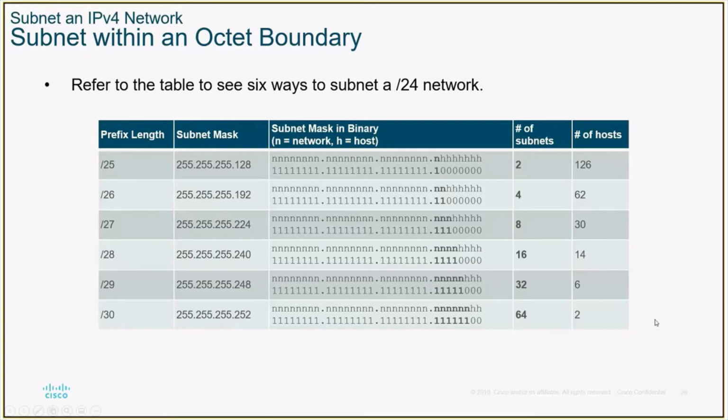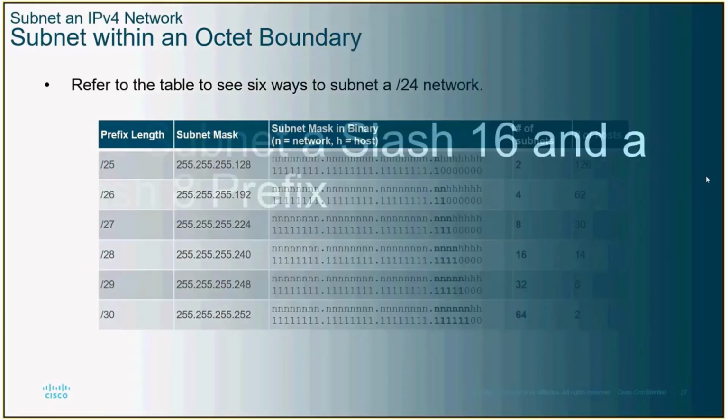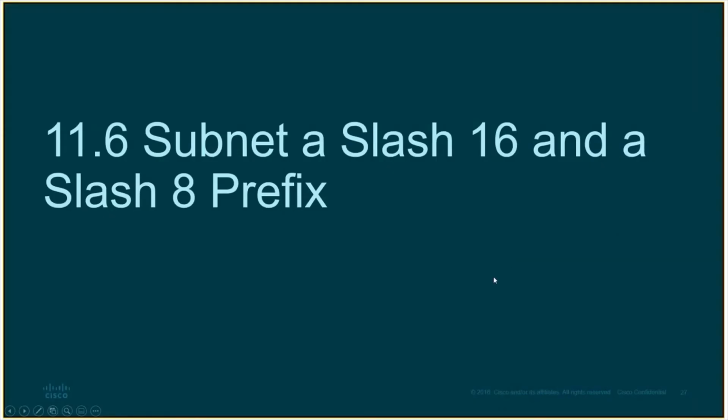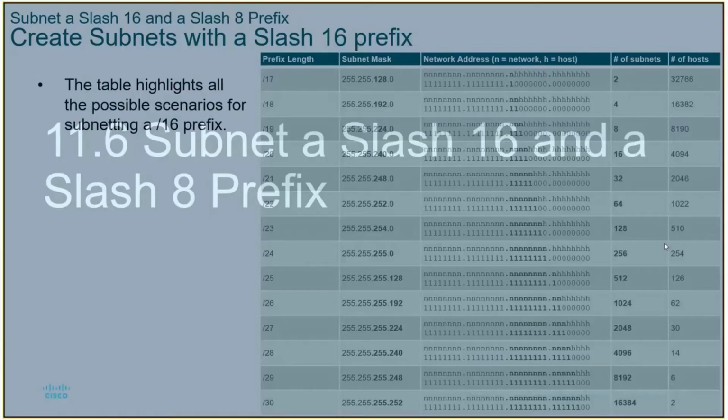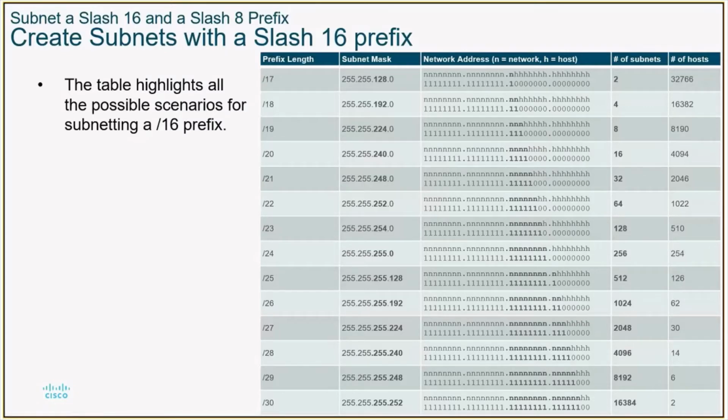Now, basically, how do we make these decisions? All right, we're going to go through subnetting a /16 and a /8 prefix. These are the easier ones. So, we've got a /16 address. We start out with the first 16 bits being the network number, and the last 16 being the host number. So that's one subnet with 65,534 addresses.